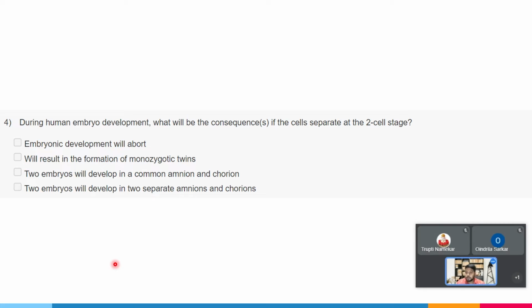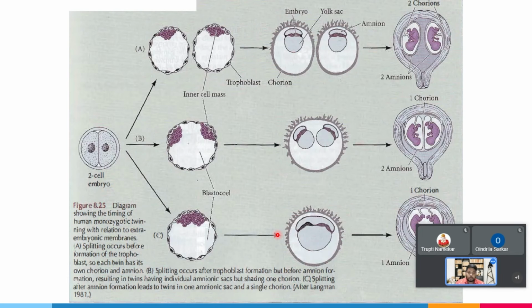So for options 2 and 4, Oindrila says that this will result in the formation of monozygotic twins, and the two embryos will develop in two separate amnions and chorions. So let us look into the particular solution slide and try and understand this. This is the diagram which shows us what will happen if the embryo divides into two at various stages, especially looking at the two-cell embryo stage.